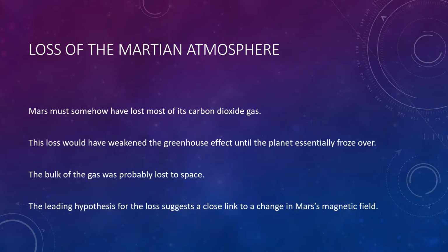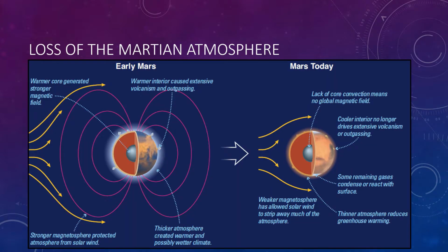The precise way in which Mars lost its carbon dioxide gas is not entirely clear, but the leading hypothesis suggests a close link to a change in Mars's magnetic field. Early in its history, Mars probably had a molten, convecting metal core, much like Earth's today. The combination of this convecting metal with Mars's rotation should have been enough to produce a magnetic field and a protective magnetosphere. However, the magnetic field would have weakened as the small planet cooled and core convection ceased, leaving atmospheric gases vulnerable to being stripped into space by solar wind particles.